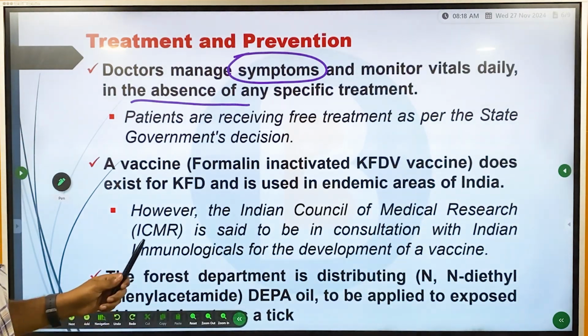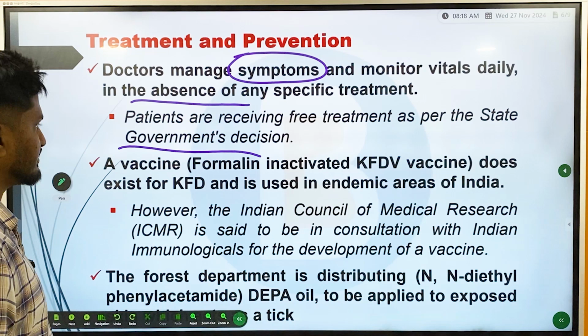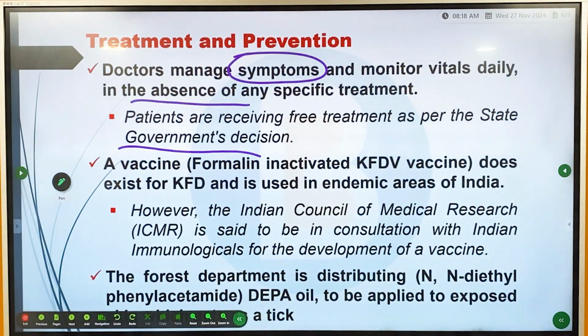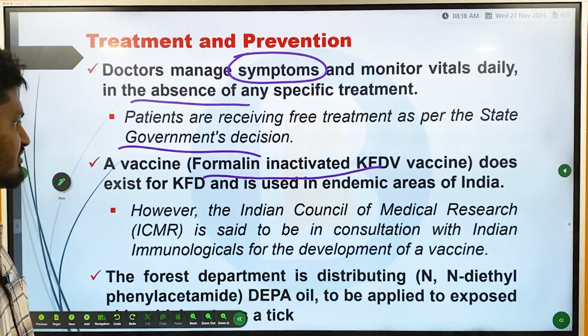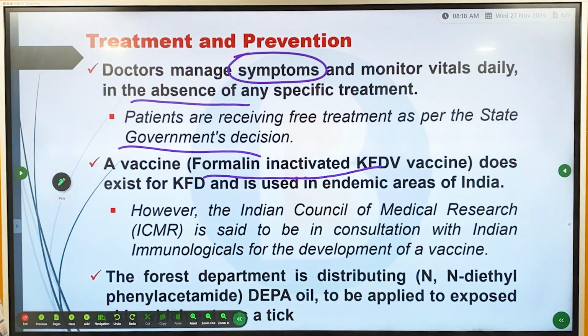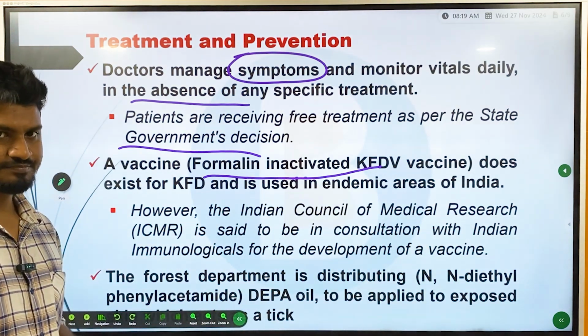So patients are receiving free treatment as per the state government decision presently. And there is a vaccine present, called the formalin inactivated KFD vaccine, which does exist for KFD and is used in endemic areas of India. Okay, so there is a vaccine, but there is no specific treatment. They only treat the symptoms.